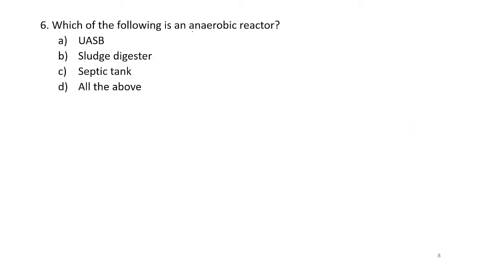The next question is which of the following is an anaerobic reactor? It is a pretty straightforward question. Option A is USB, which is upflow anaerobic sludge blanket reactor. Option B is sludge digester. Option C is septic tank, and D is all the above.